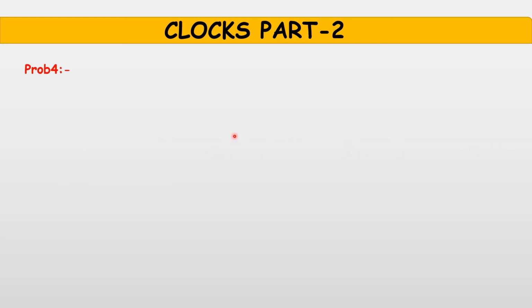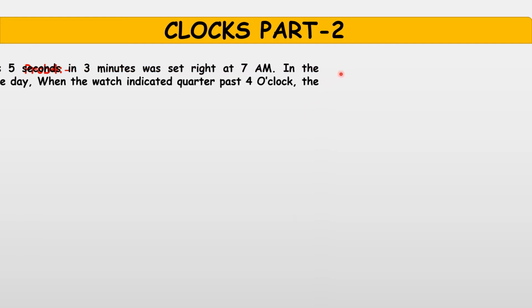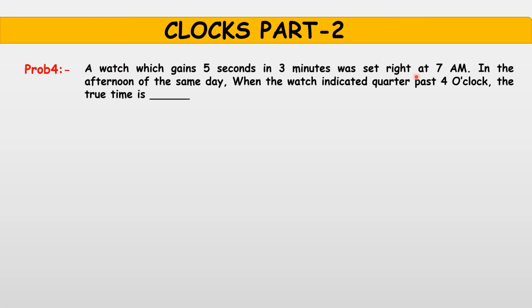Here is a small homework, a small twist: a watch which gains 5 seconds in 3 minutes was set right at 7 a.m. In the afternoon of the same day, when the watch indicated quarter past 4 o'clock, so that is 4:15, what is the true time? So today morning at 7 a.m. the clock was set right.